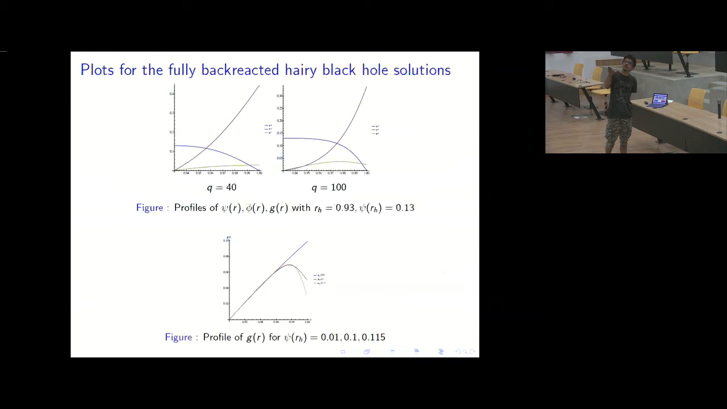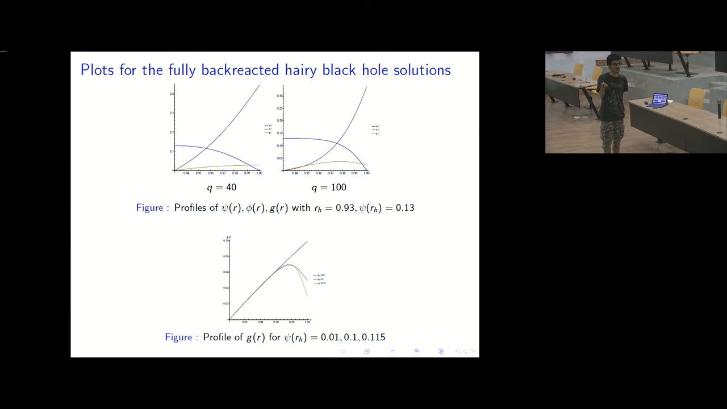Here we look at a couple of solutions for the fully backreacted case: psi, phi, and g. If you look at g specifically, as you increase the backreaction, g starts curving inward, as you increase the profile of psi within the box. It can be seen that at some value of psi at rh, g will actually start hitting 0, and it looks like another horizon will form. But luckily, these solutions never arise among the solutions that we have computed, because before this happens, the hairy black hole is no longer the thermodynamically favorable phase.